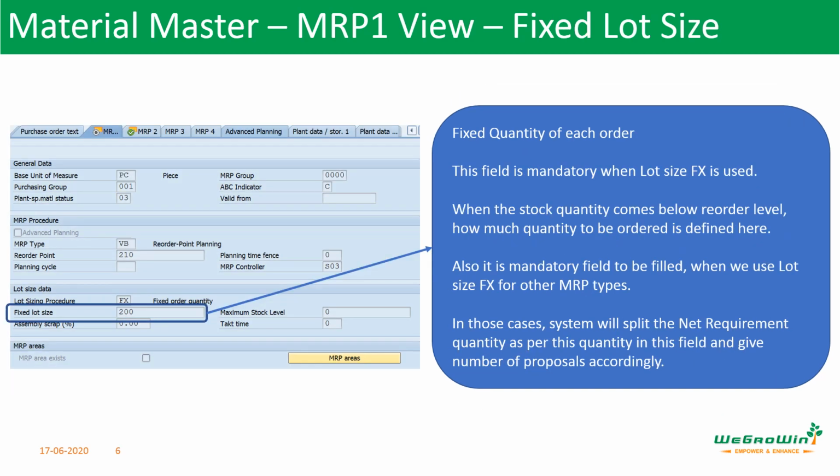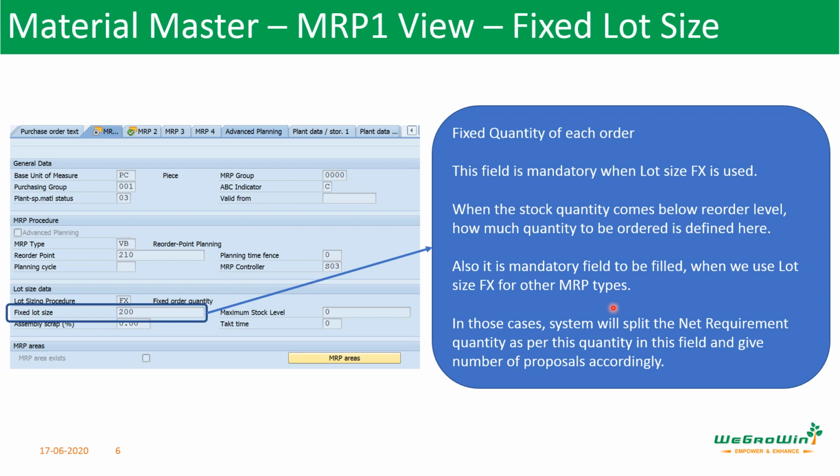And there is a fixed lot size. So what is a fixed lot size? When we use the lot sizing procedure FX, at that time the fixed lot size is used. What is the purpose of the fixed lot size? Some production units or suppliers always want the order to be in that particular lot size only, because their batch size is fixed accordingly. So they want to have that much size only.